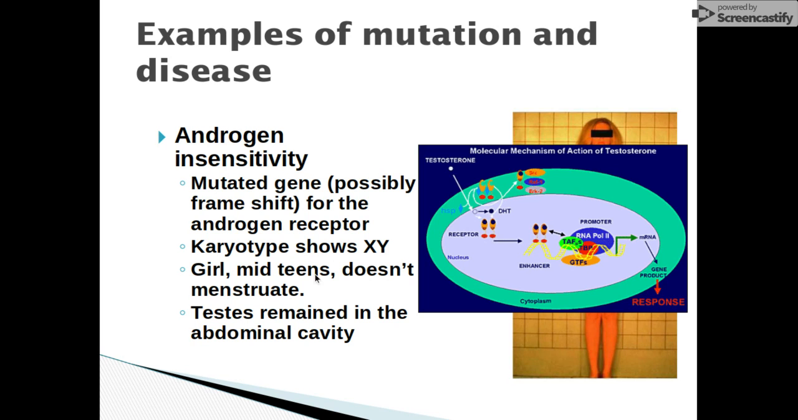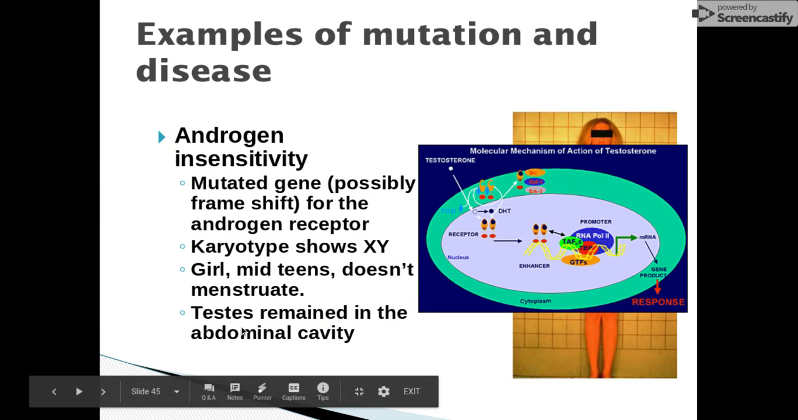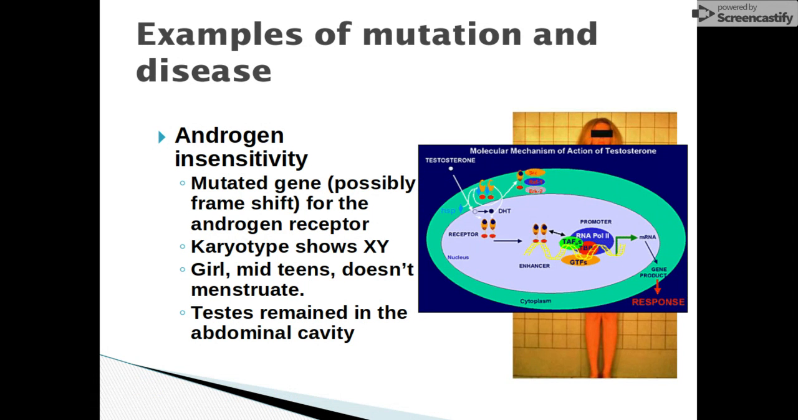So they present as female. They do not menstruate, however, and they do have testes, but they stay in the abdominal cavity because this testosterone isn't able to be picked up on the cells to trigger other various things like secondary sex characteristics to happen in these individuals.